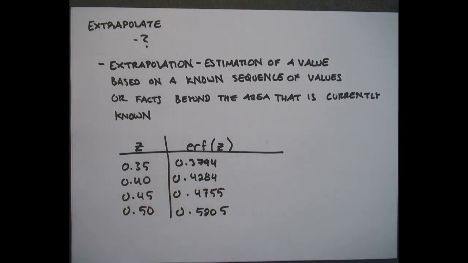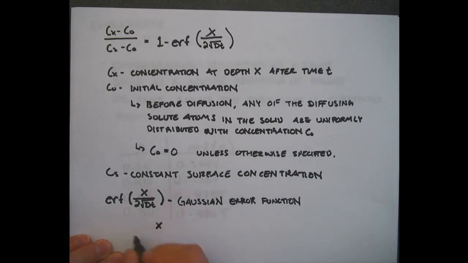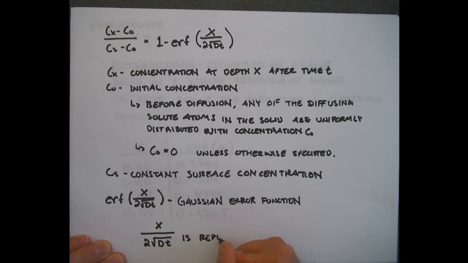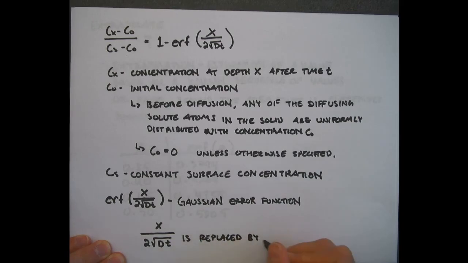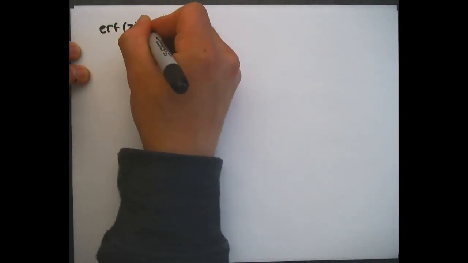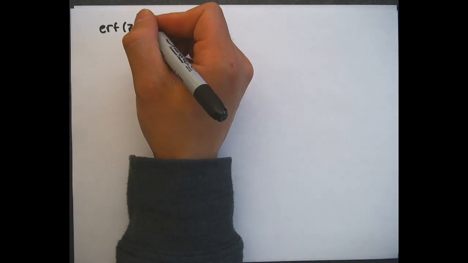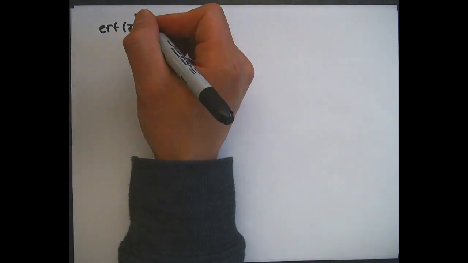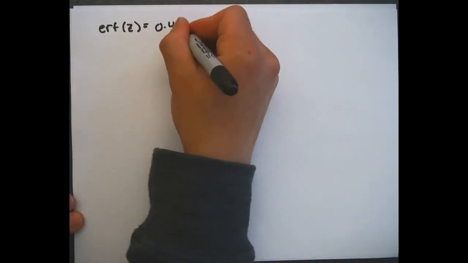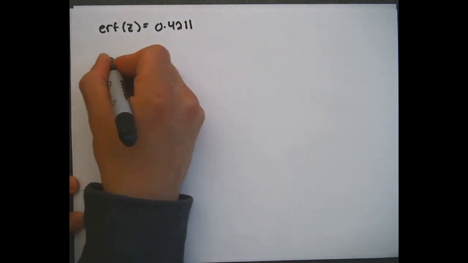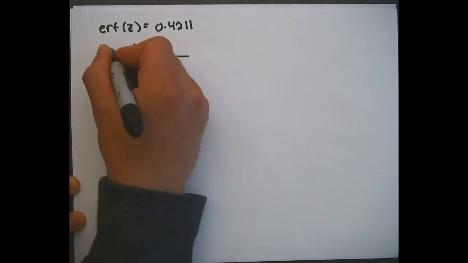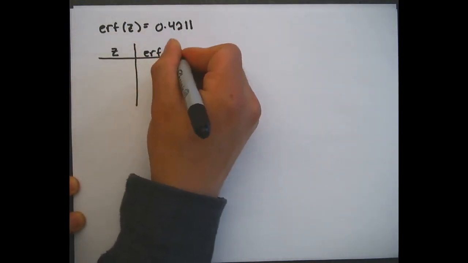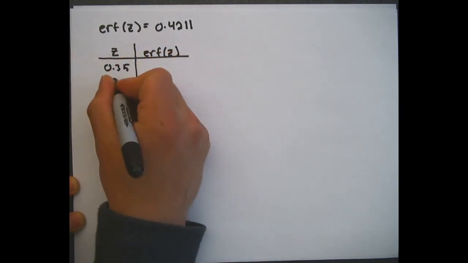Now when extrapolating, what we're going to do is set x over 2 times the square root of Dt and replace that with z, and this is going to come in very handy in just a little bit, you'll see. Earlier on we found the error function and what it was equal to. We replaced x over 2 times the square root of Dt with z. I told you it'd come in handy. And so we make a new table with our z and our error function of z.